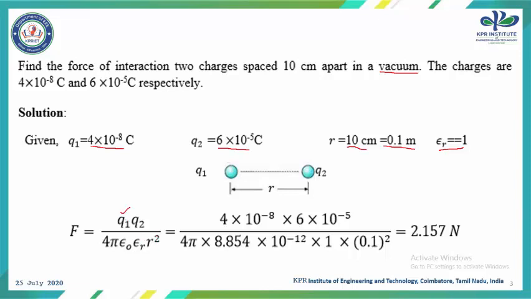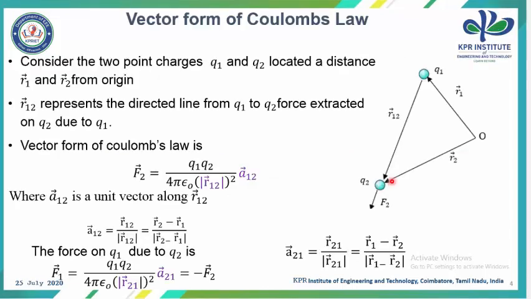Now you know the values of Q1 and Q2. Then epsilon naught is the constant value which is equal to 8.854 into 10 to the power of minus 12. Epsilon R is given in the problem, which is equal to 1. Next, R is the distance, which is equal to 0.1 meter. Just substitute all the values and we get this result, 2.157 Newton.